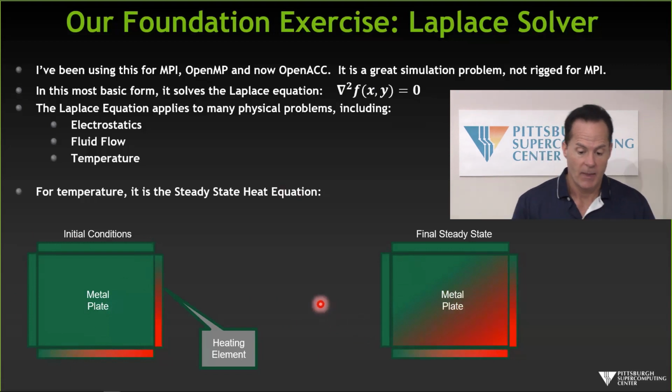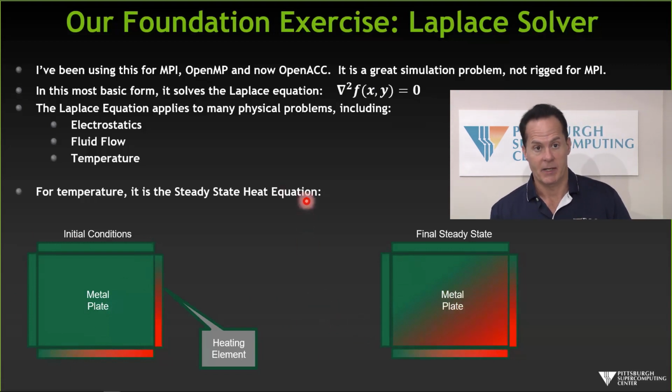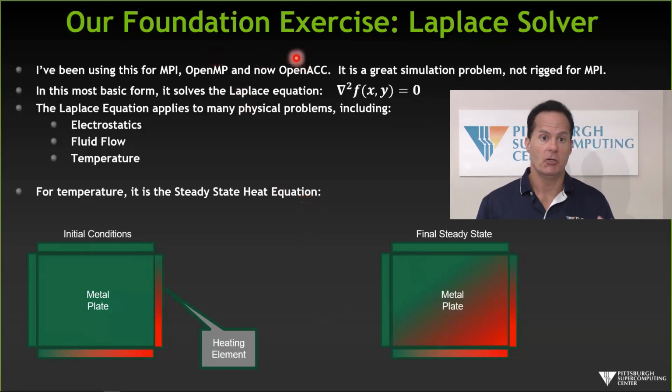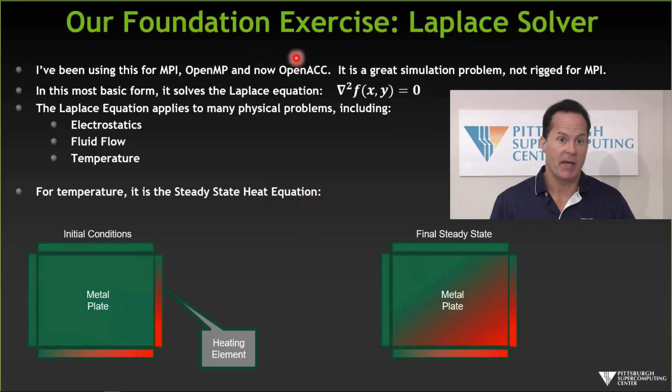That's our physical problem. This is a good problem because not only is it intuitive, but it's the exact same problem that I use, starting with the same serial code, in my OpenMP and my OpenACC course. So you know I'm not rigging something here to show you how easy MPI is, and then you're going to go and try to apply this to your own problems and find out that it's not. This is really representative of a wide class of problems.